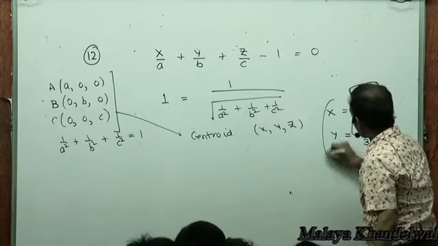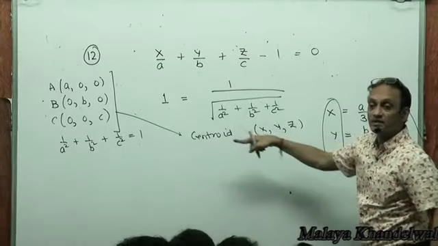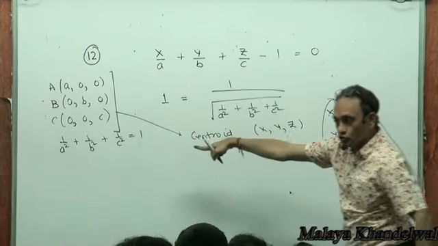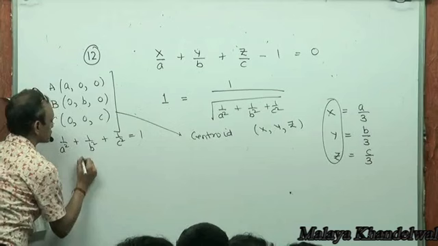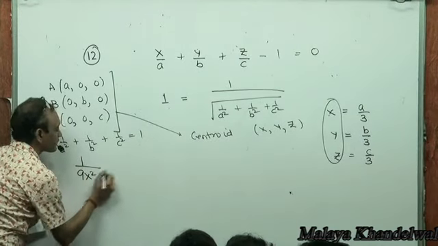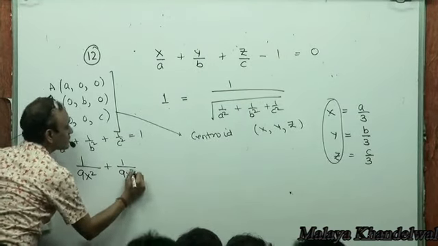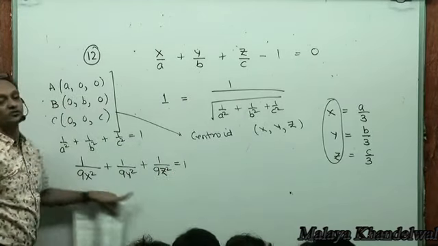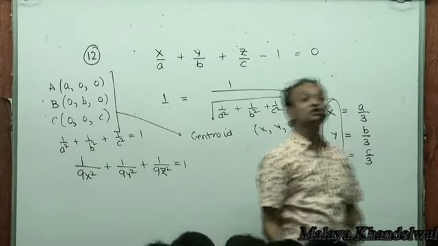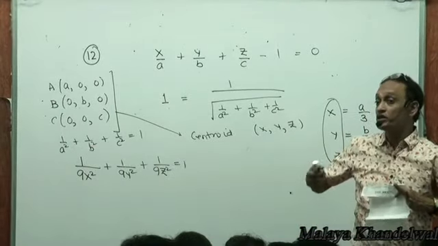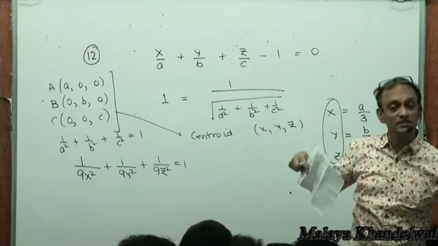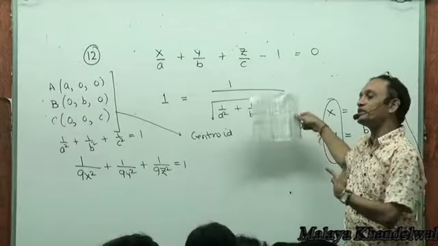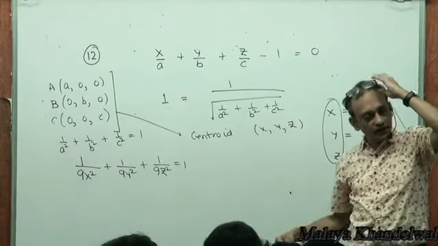You need to find the locus of (x, y, z). You want to eliminate a, b, c. Plug in a equal to 3x, b equal to 3y and c equal to 3z in this constraint equation. So 1 by 9x squared plus 1 by 9y squared plus 1 by 9z squared is 1, or 1 by x squared plus 1 by y squared plus 1 by z squared. The surface described by the centroid of the variable triangle ABC is 1 by x squared plus 1 by y squared plus 1 by z squared equal to 9. Clear?